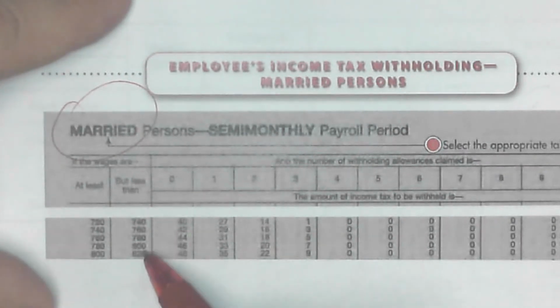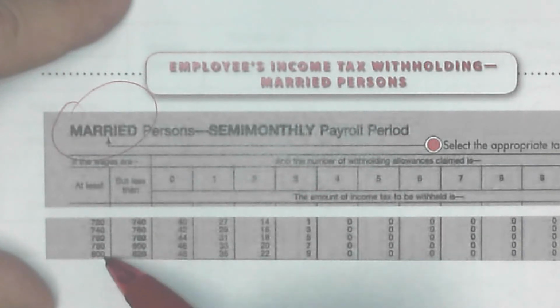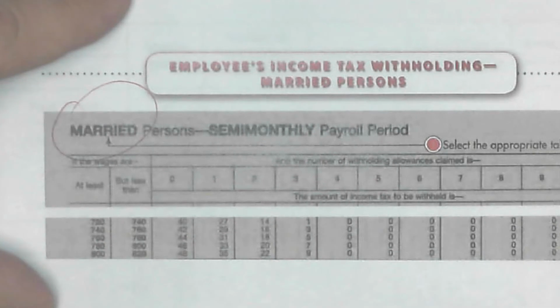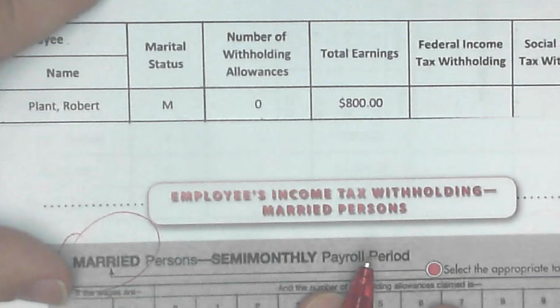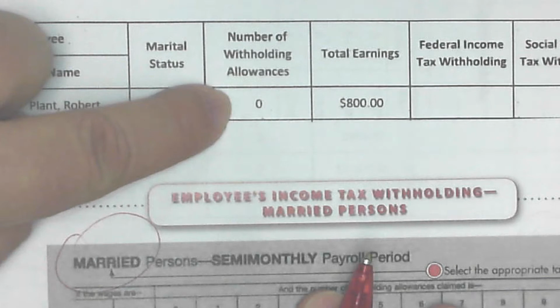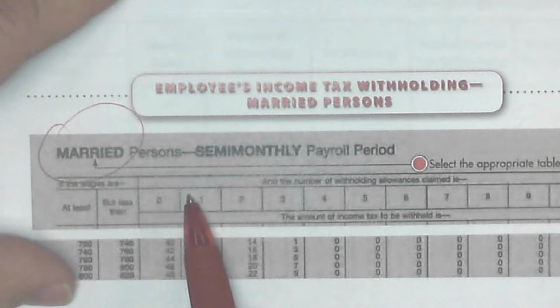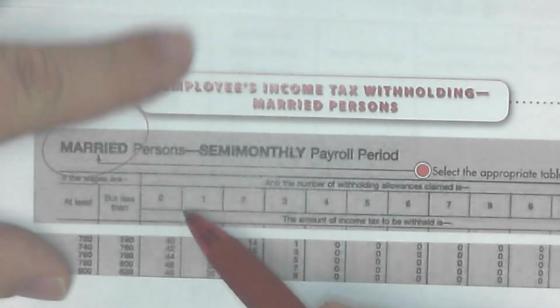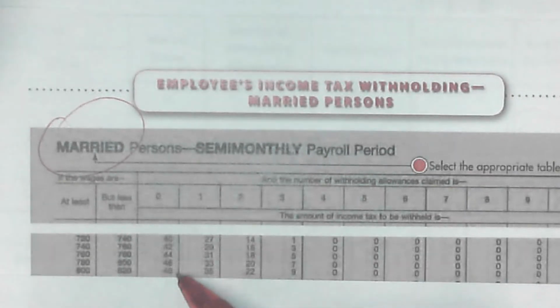They're going to be right on that line, and remember, it's got to be less than whatever that number is. So if they hit right on that line, you've got to go to the next one, where it's at least. So he made at least $800. He's got 0 allowances. So we've got our 800. We find our column with 0. And here that is. And we've got the number 48.